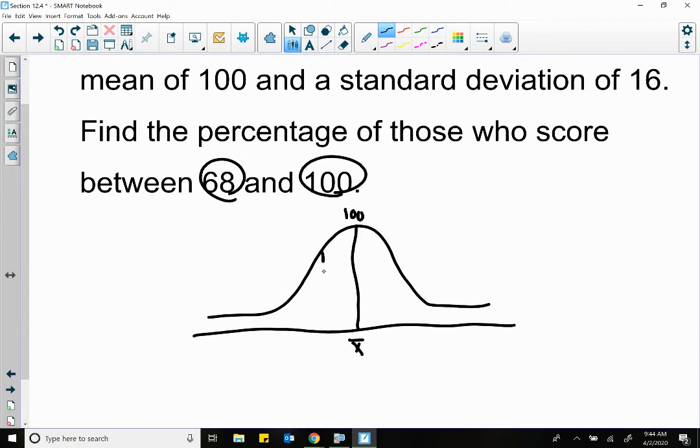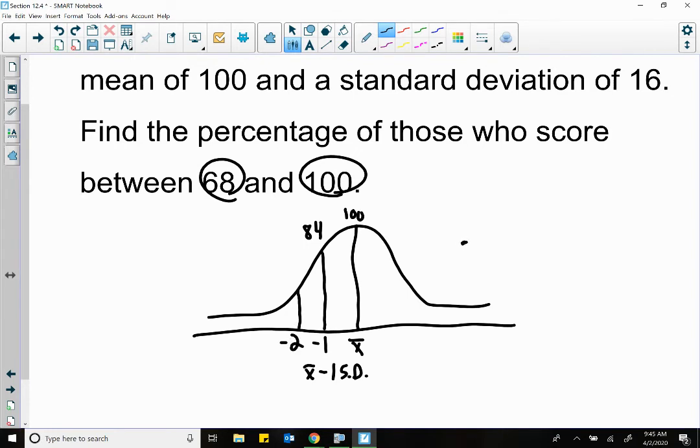So if I go right next door to 1 standard deviation below, remember that all we're doing is taking the mean minus 1 times the standard deviation. That's how we're going to get this number. So 100 minus the standard deviation of 16, because 1 times 16 is 16. So that tells us 1 standard deviation away is 84. Well, that's not the number we want. So let's go again over to the next one.